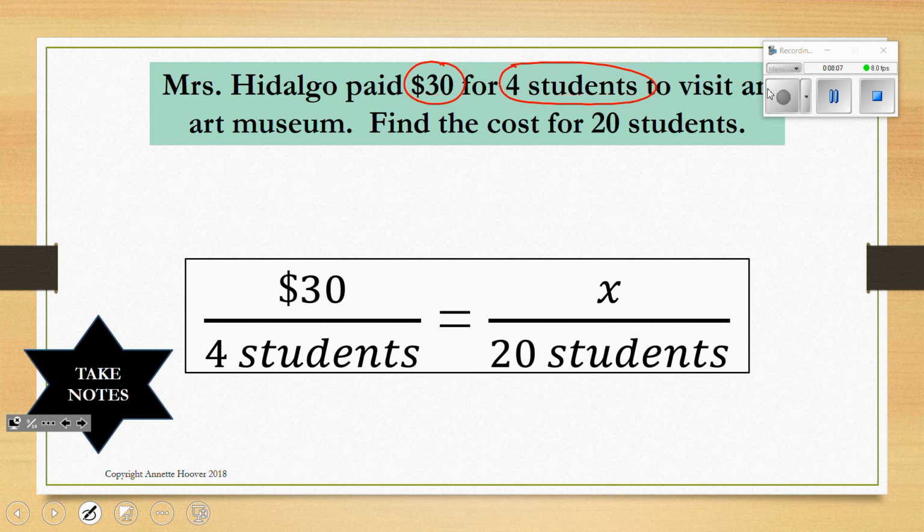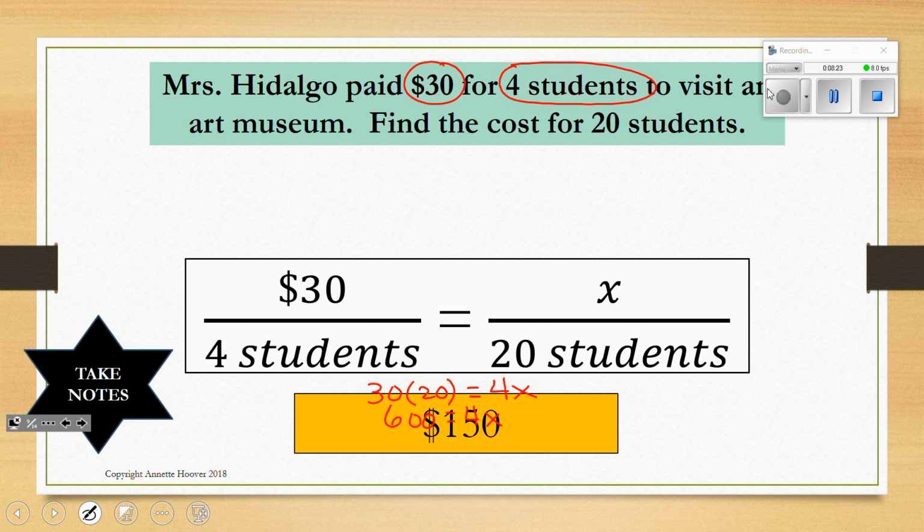And we're going to multiply 30 times 20 for one diagonal. The other would be 4x. And we know that 3 times 2 is 6. Add 2 zeros. And then we're going to divide that by 4. And your final answer would be $150 for 20 students.